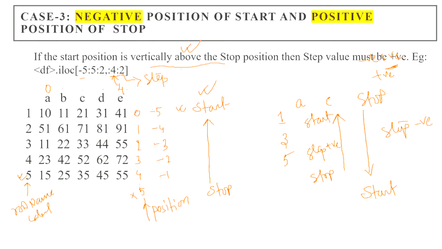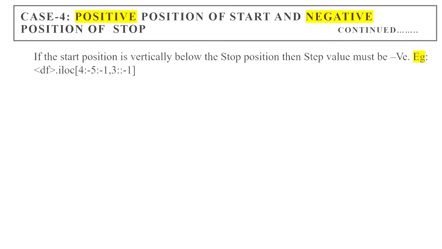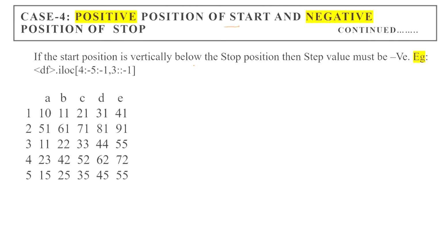Fine. So another one is that positive position of start and negative position of stop. So here positive position of start. Earlier in case of start we have considered all the negative values. Now here you see if the start position is vertically below -5. Let's consider this data frame only. So 0, 1, 2, 3, 4. Okay. This is what? This is -5, -4, -3, -2, -1.